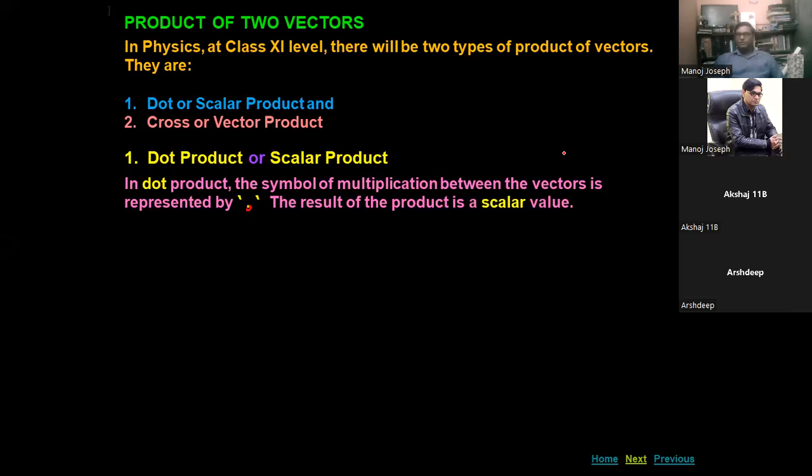Just say, for example, the work done. When we calculate the work done, it is the product of the force and the displacement vector. But the product of two vectors, that is force and displacement, is a scalar. So the dot product gave us a scalar quantity. Therefore, it is also known as the scalar product, or simply we can say it is a dot product.